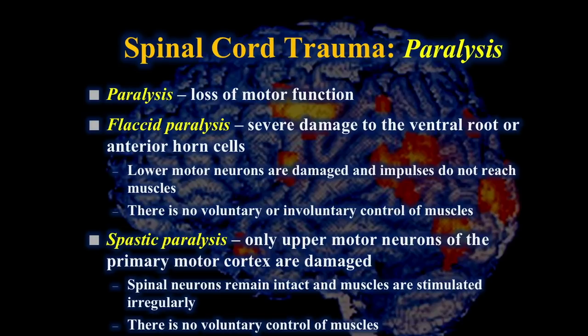So the spinal neurons remain intact, and the muscles can be stimulated irregularly. But there is no voluntary control because the higher brain centers aren't working anymore. We're just getting those reflex activities. So it's called spastic because it's not limp. We're getting some movement, but we can't control it. All good? Any questions?